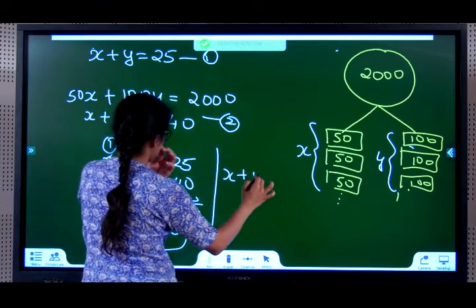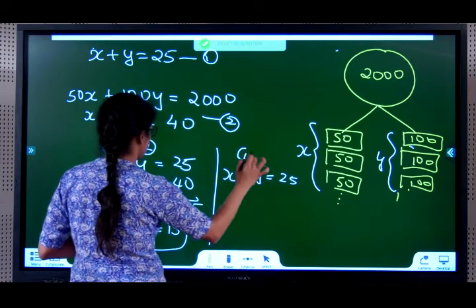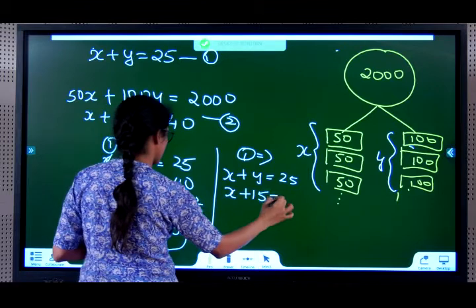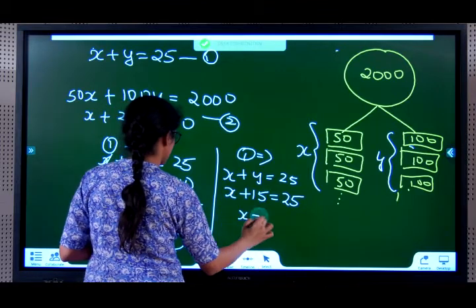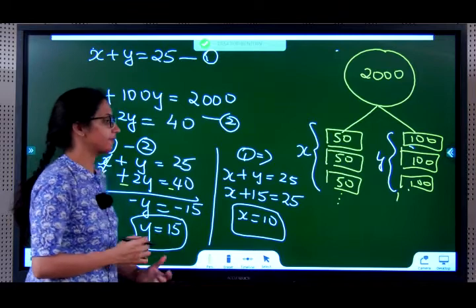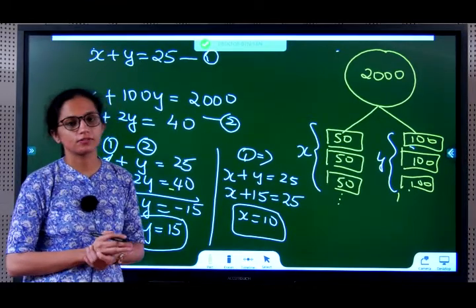x plus y is equal to 25 from equation 1. So I can therefore say x plus 15 is equal to 25, x is equal to 10. So therefore we have 10 50 rupees notes and 15 100 rupees notes.